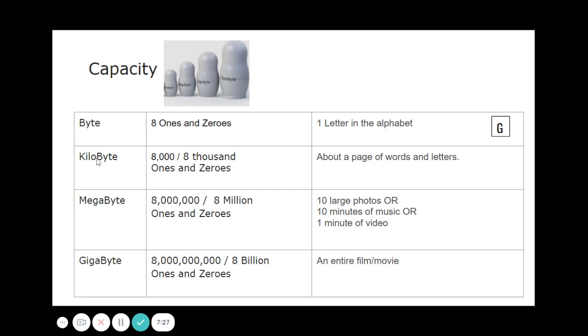What about if you had only 1 kilobyte? What can you do with 1 kilobyte? Well, you could fill up about a page of words and letters. All right. So kilobyte, it's about a page of words and letters. How about a megabyte? So if you had 8 million, so notice we're joining here, that byte is 8 million, because mega, remember, it's million. 8 million ones and zeros. What can you do with that? You could represent about 10 large photos, 10 minutes of music, or 1 minute of video. All right, those are rough estimates.